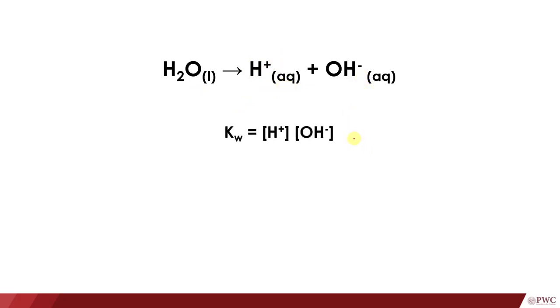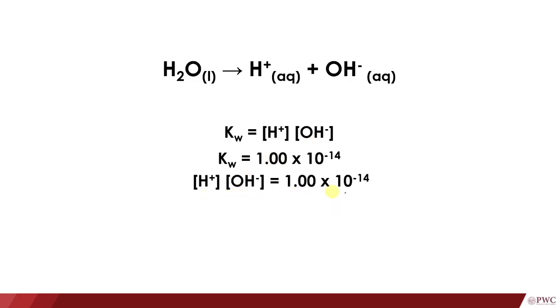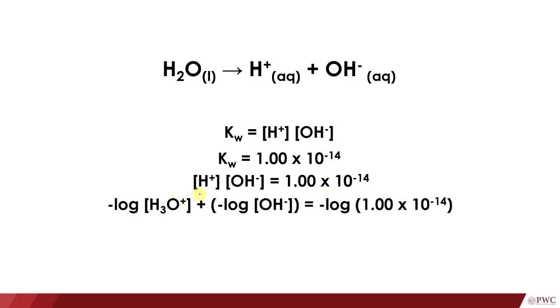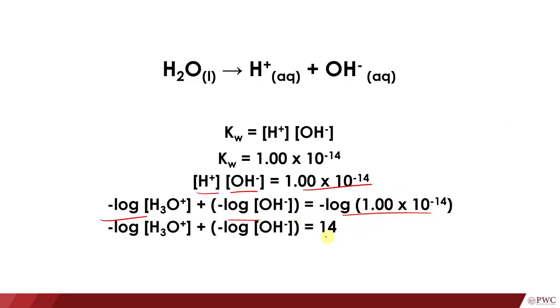Again, this is the equilibrium expression for this reaction, and we know the constant. The constant is 1.00 times 10 to the power of negative 14, and we can say this is equal to this one. Let's say we want to get the negative log of all the numbers here. I just get the negative log of this one, and then this one, and then this one. So of course, the negative log of this number is equal to 14.